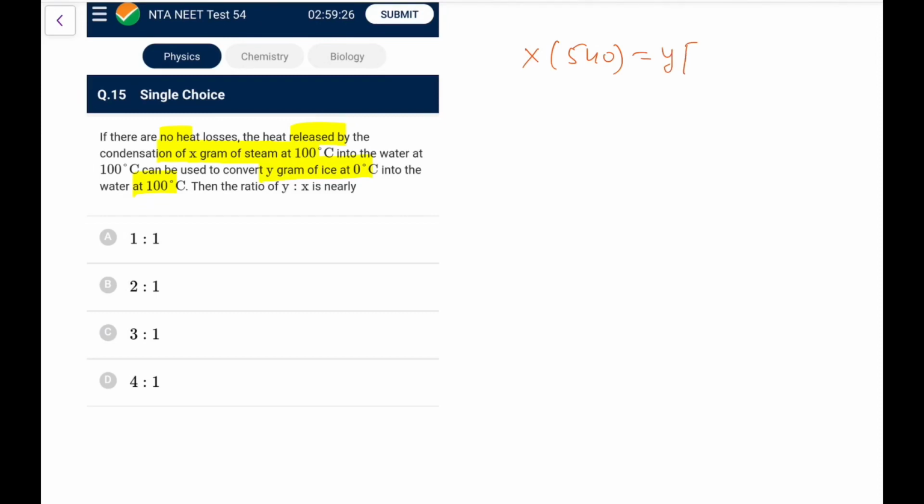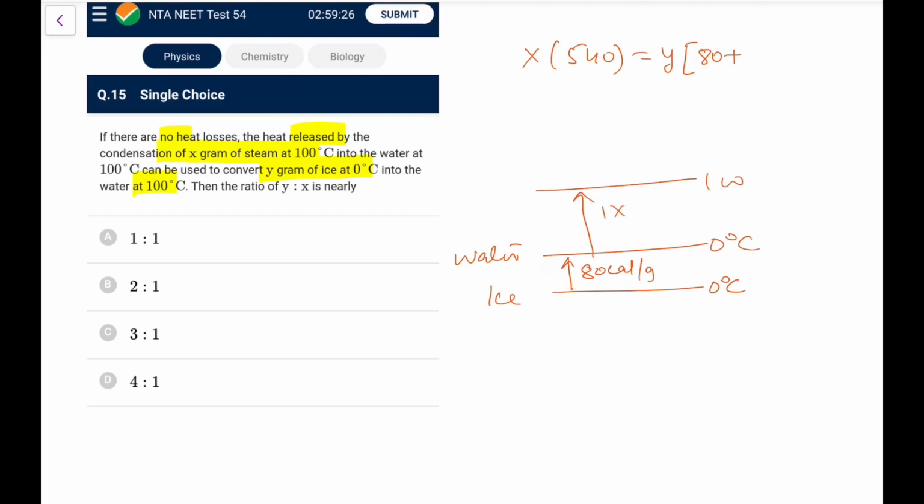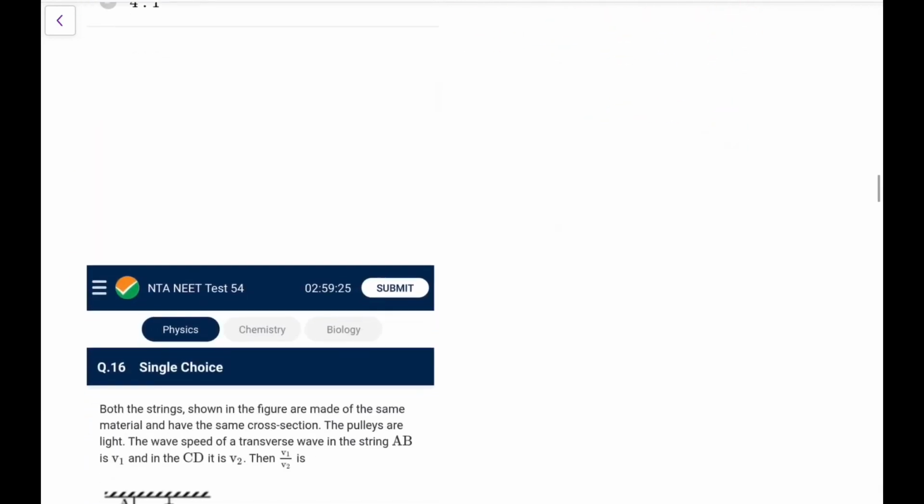So Y into, first of all, latent heat is 80. Just see, this is ice at 0. You first have 0 at water, so this requires 80 calorie per gram latent heat. Now 0 to 100, that is S delta T. S is 1, I take 1 into 100, that is 100 calorie per gram. That is again I need. So what I have, 80 plus 100, that is 180. So the ratio Y is to X is 540 upon 180. So it is an easy one. This is 3:1. Mostly you can remember this result also because of such questions you have already done.